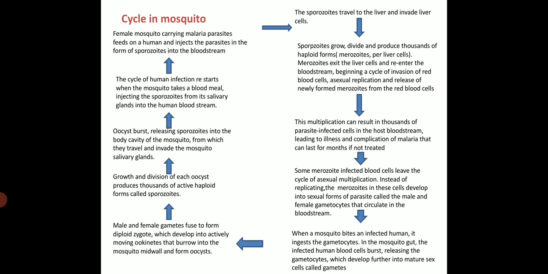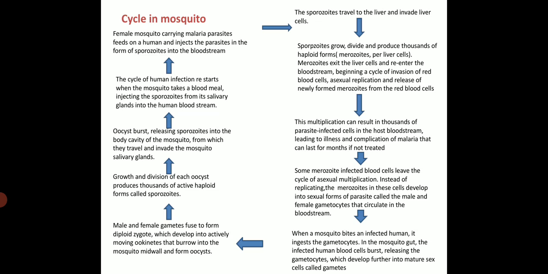So when you see the cycle in the mosquitoes, the female mosquito carrying the malarial parasite feeds on a human and injects the parasite in the form of sporozoites into the bloodstream. These sporozoites are found in the salivary gland of the mosquito. They travel to the liver and invade the liver cells. Later on, these sporozoites grow, divide and produce thousands of haploid forms, which we call merozoites.